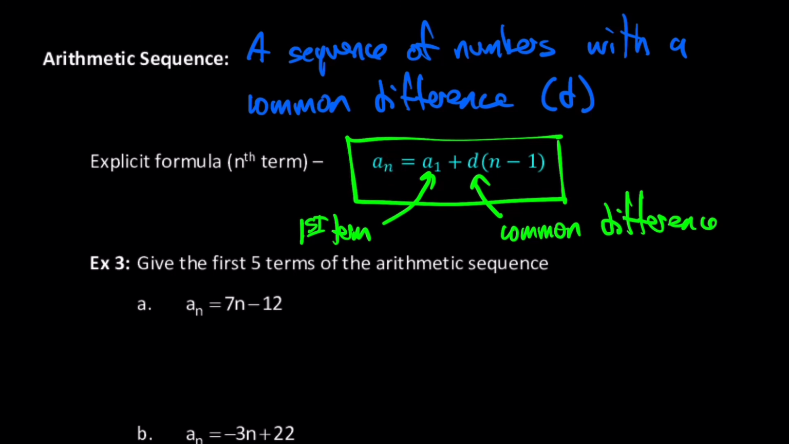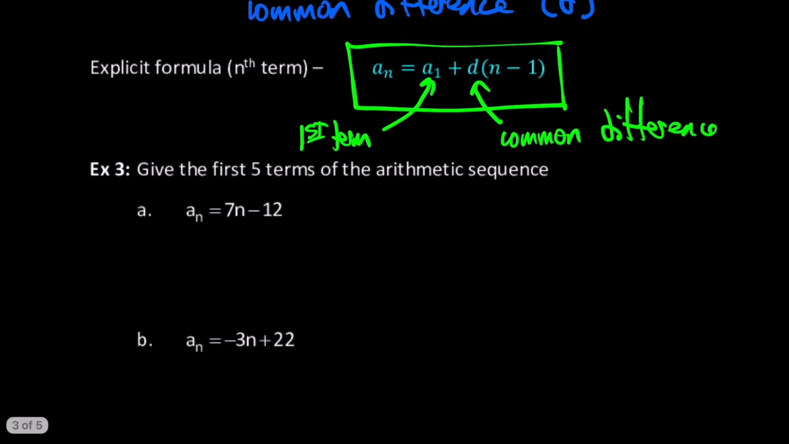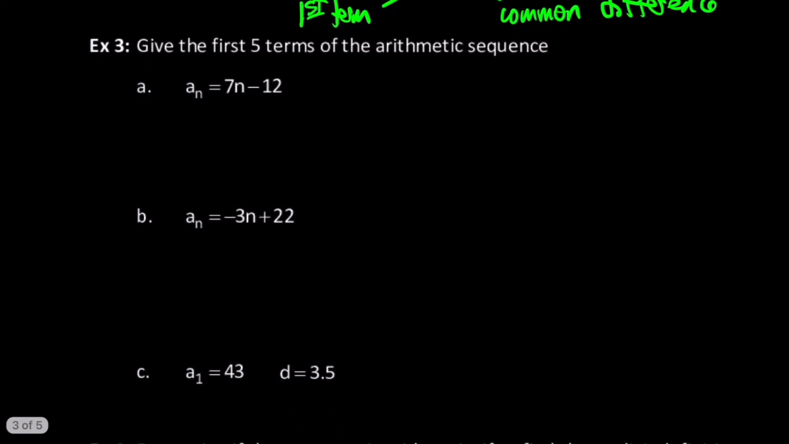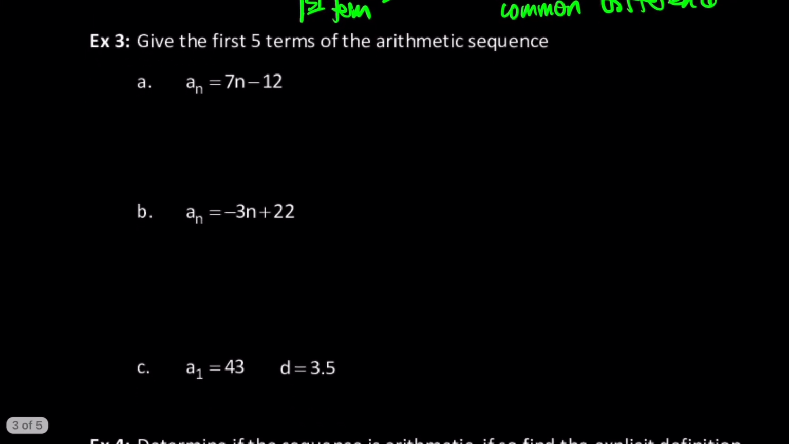Okay, so give the first 5 terms of the arithmetic sequence. So for all of these, you know it's arithmetic, so it's increasing or decreasing, if D is negative, by the same number every time. So there's a couple ways you can do this. What I generally like to do is start off by just plugging into my explicit rule. So a sub 1 is 7 times 1 minus 12. 7 minus 12 is a negative 5. A sub 2 is 7 times 2 minus 12. All right, so what's that? 14 minus 12, that's 2.